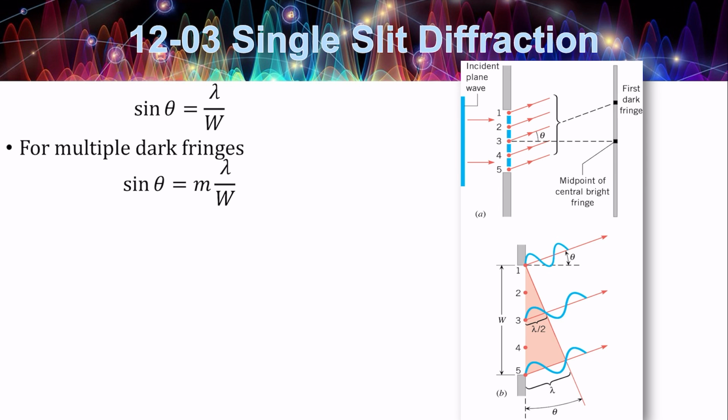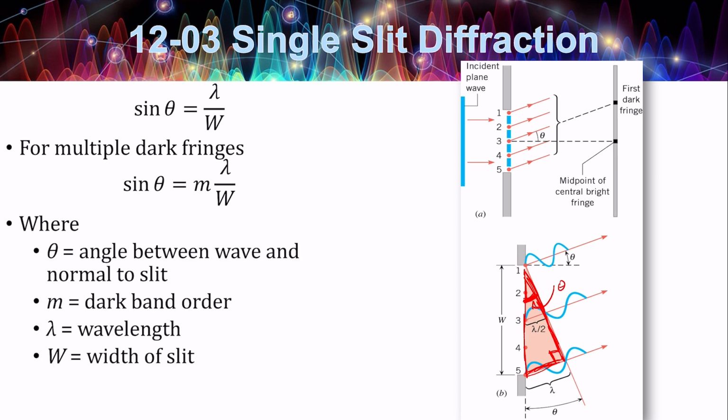Why is it sine of the angle? If we look at this triangle right here, it's a right angle. That's theta. So sine is opposite over hypotenuse, opposite being a wavelength, the hypotenuse being the width of the slit. So theta is the angle between the wave and the normal to the slit. The m is the dark band order, lambda is the wavelength, and w is the width of the slit.